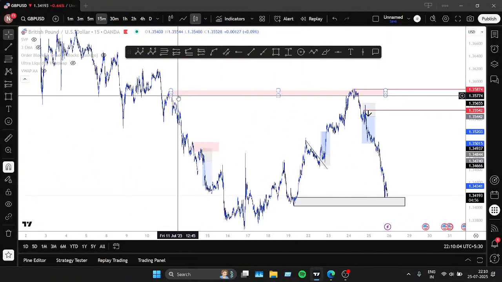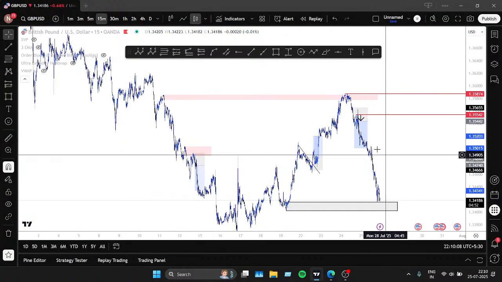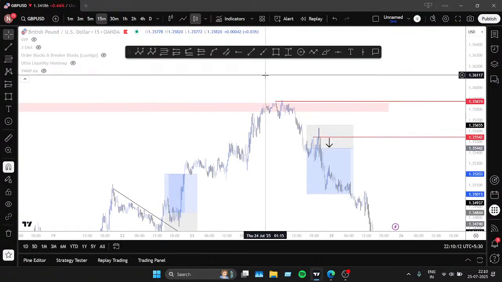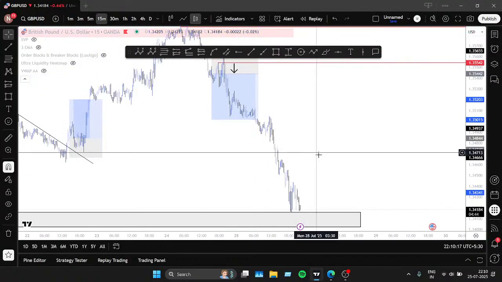So yeah, it reacted from a heavy supply point of interest and gave us a bearish reaction. And also fundamentals lining up with our catalyst, it's working as a catalyst for GBP USD to fall more.